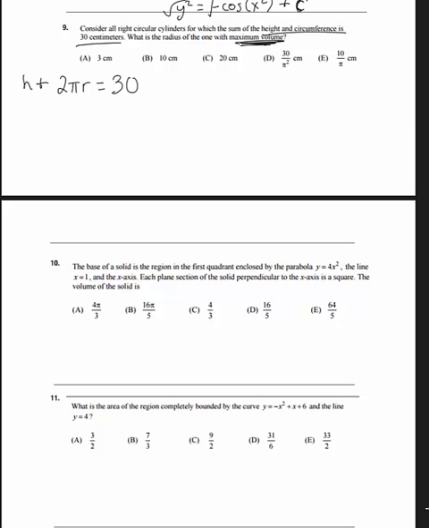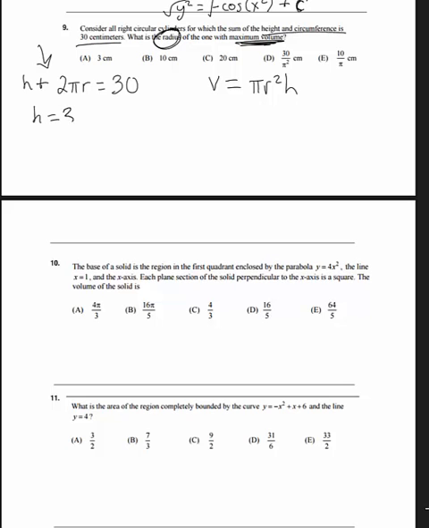Okay, as soon as we see that word maximum, we're thinking optimization, right? Take the derivative, set it equal to 0. And we know volume of a cylinder is pi r squared h. Now, we want to know what is the radius, right? So we need to get rid of this h term. And the way we're going to do that is with this initial condition it gave us of height plus 2 pi r equals 30. So we need to just solve for height.